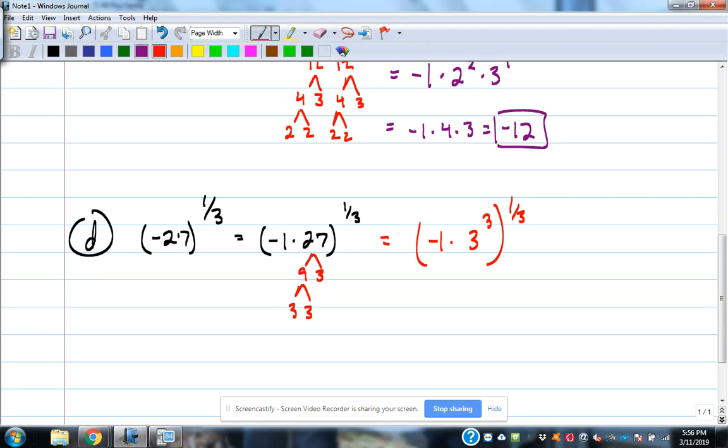And then if you multiply both exponents, you get -1 times 3. Anytime the base is 1, it's going to come back 1 or -1. If you take -1 raised to the 1/3 power, it's going to come back -1. 3 to the 3rd to the 1/3 power is going to come back 3, and then you multiply those two together and you get -3. Have that for a final answer. We're just multiplying exponents there. Works out real nice.